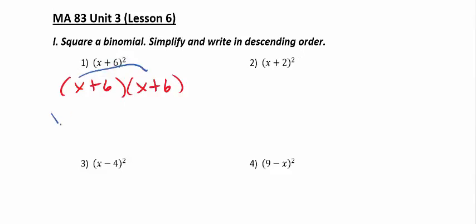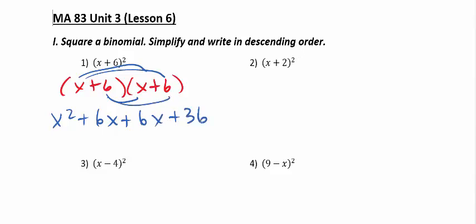So x times x is x squared, x times 6 is 6x, 6 times x is 6x, and 6 times 6 is 36. And then we combine like terms. Our middle terms here, 6x and 6x, can combine. So we're going to rewrite this as x squared plus 12x plus 36.